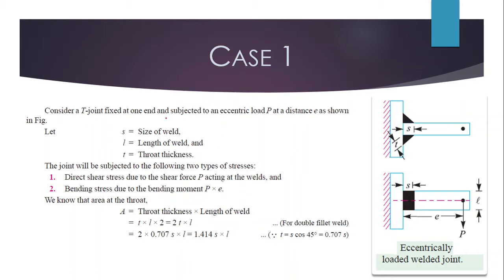Consider a T joint which is fixed at one end and subjected to an eccentric load P at a distance E as shown in figure. Here S is the size of the weld or leg of the weld, and L is the length of the weld. This particular length is the length of the weld, and T is the throat thickness.